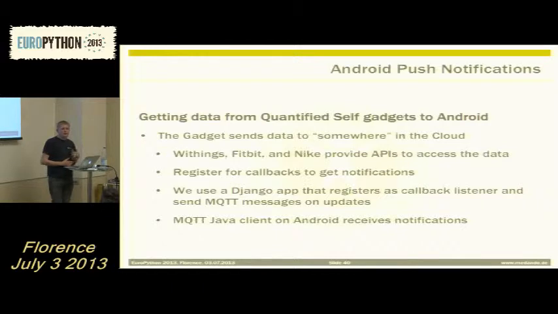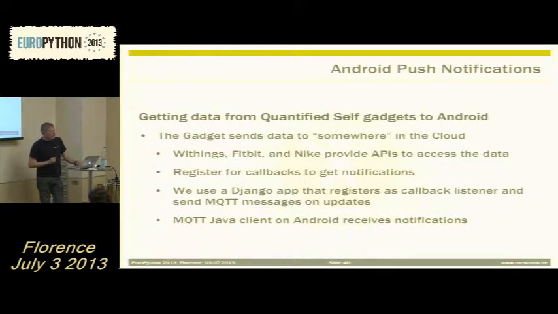And these companies provide APIs for that. You can register your application to access the API, and then you have to register callbacks on this API to get notifications about changed values or about new values. What we did is we used a Django app that registers at the different APIs of the different manufacturers, and manufacturers like Nike and Withings call the Django app, the callback, and the Django app just sends MQTT messages.